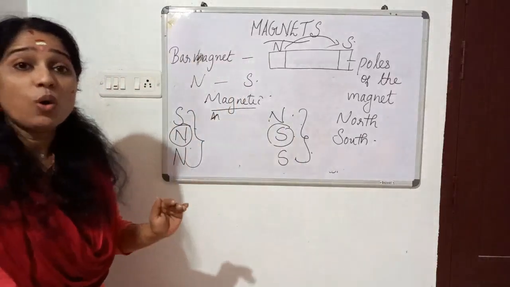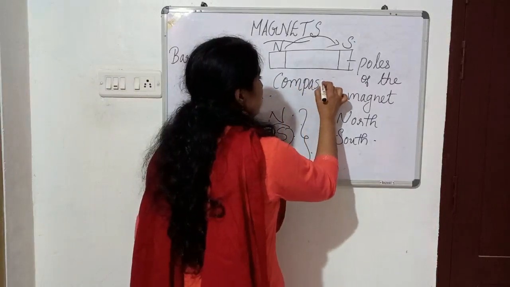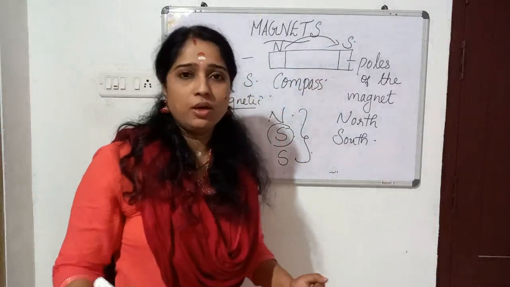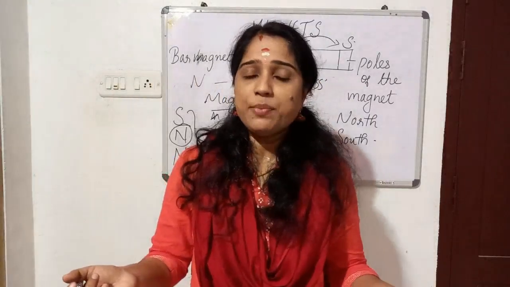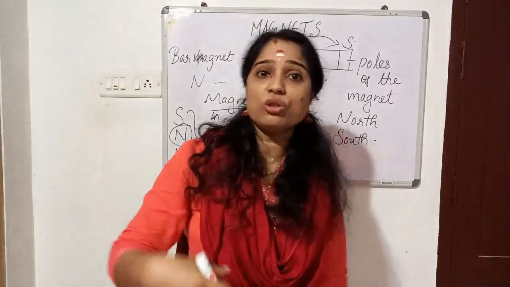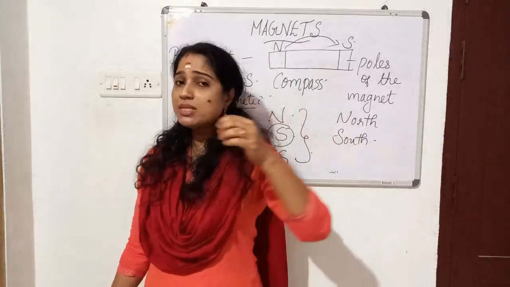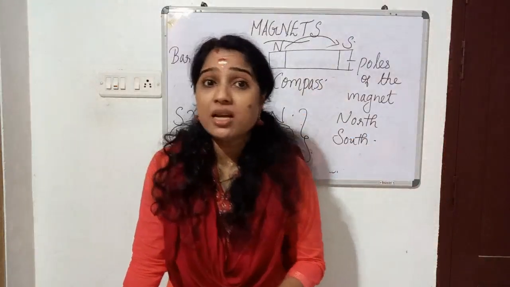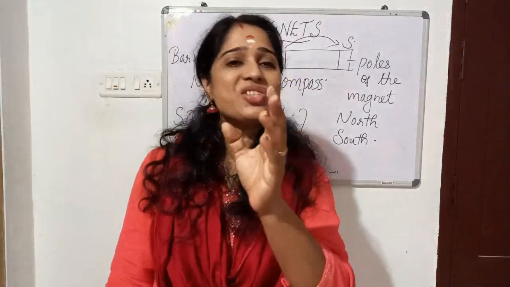Clear? And hope you all have heard about the compass. You know the sailors, the people who are traveling in ships. When they are traveling for months, sometimes years, they cannot understand the direction. They don't know which direction is north or which direction is south. In such a situation, they use the compass. In the compass, a magnetic needle is there. So the needle always rests in which direction?